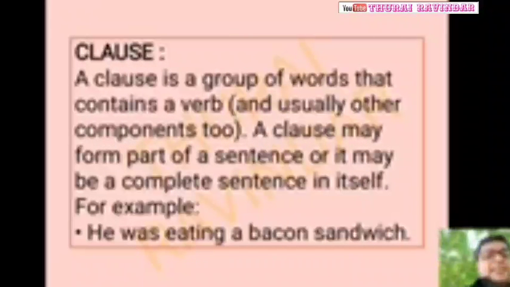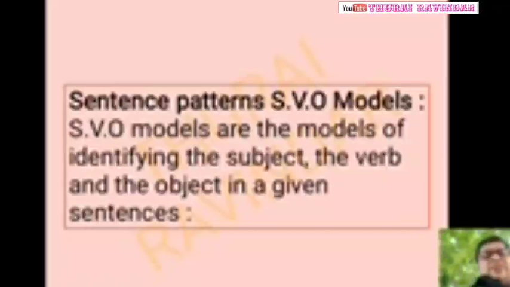Okay, let us see what is a clause. A clause is a group of words that contains a verb and usually other components too. A clause may form part of a sentence or it may be a complete sentence in itself. For example, he was eating a bacon sandwich. Once again, a clause is a group of words that contains a verb. A clause may form part of a sentence or it may be a complete sentence in itself. For example, he was eating a bacon sandwich.